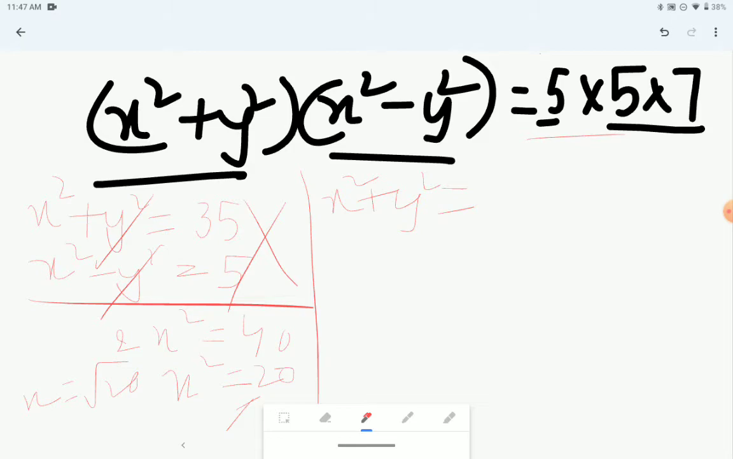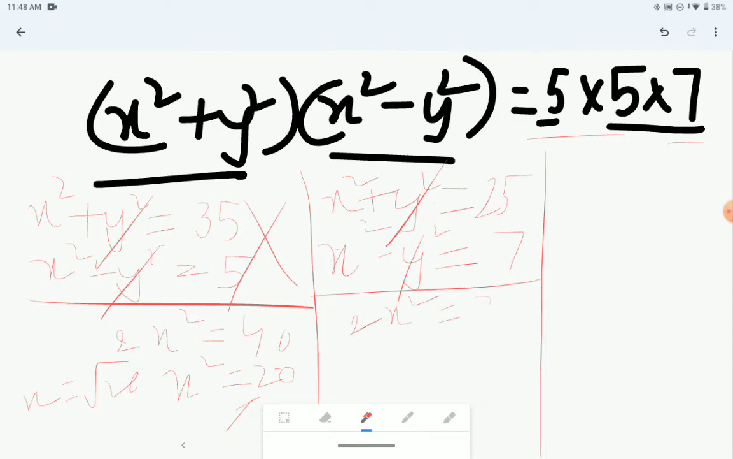5 into 5 as one number and 7 leave it as the other number, 25, and x square minus y square is equal to 7. By adding these again, y square will be cancelled. 2x square is equal to 32, x square is equal to 16. Now x will be 4 and y square, by substituting in the second equation, y square will be 9 and x square will be 16, then x equal to 4. So we got one possible way, and the other remaining possible way is 5 into 5 into 7.